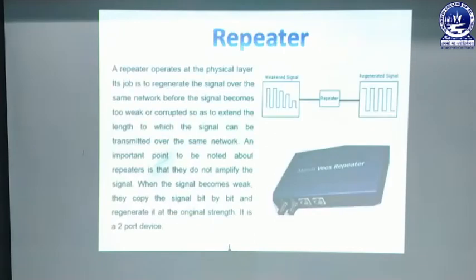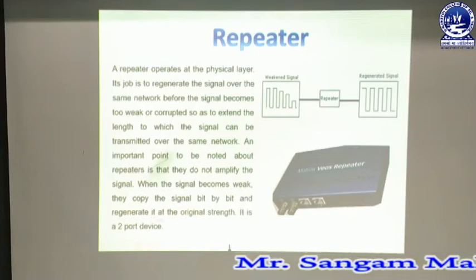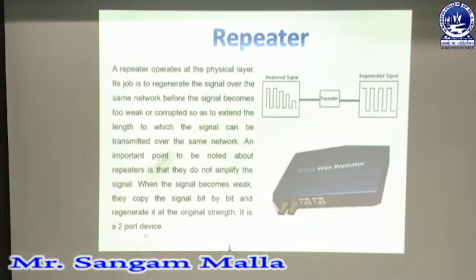Now, moving on to the next slide, we will describe what a repeater is, that is your first category of network devices. A repeater operates at the physical layer. Its job is to regenerate the signal over the same network before the signal becomes too weak or corrupted, so as to extend the length to which the signal can be transmitted over the same network. An important point to be noted about repeaters is that they do not amplify the signal. When the signal becomes weak, they copy the signal bit by bit and regenerate it at the original strength. It is a two-port device.